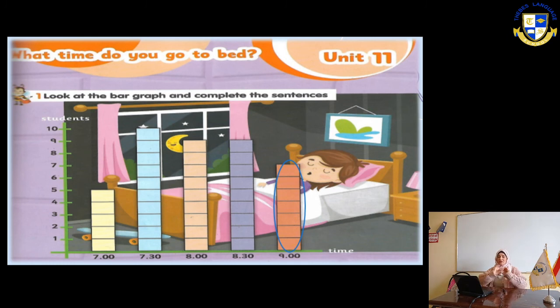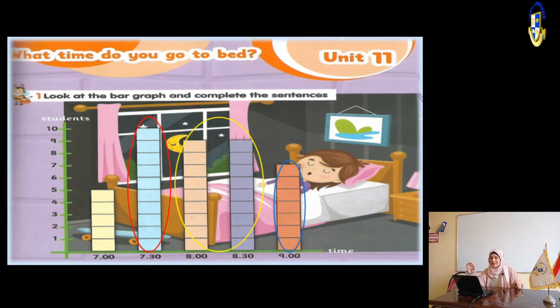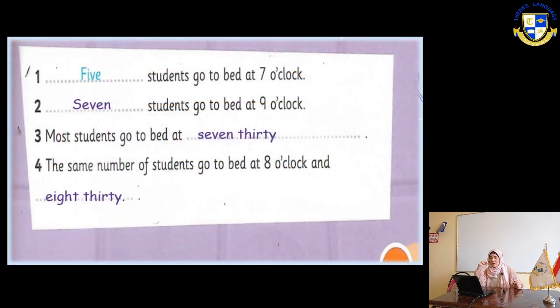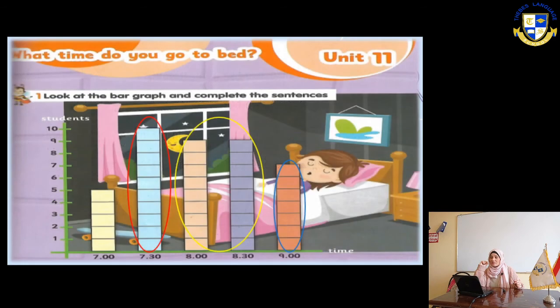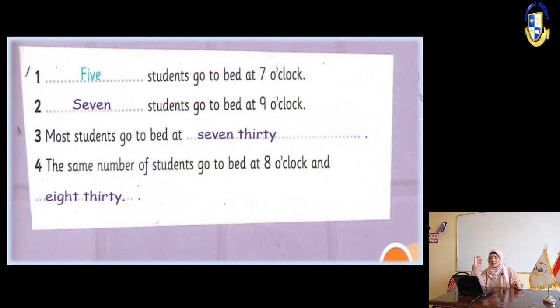Now, primary one, time at the bottom, number of students, up and down. Number one is already done. 5 students go to bed at 7 o'clock. How many students go to bed at 9 o'clock? Let's see. 7 students go to bed at 9 o'clock.